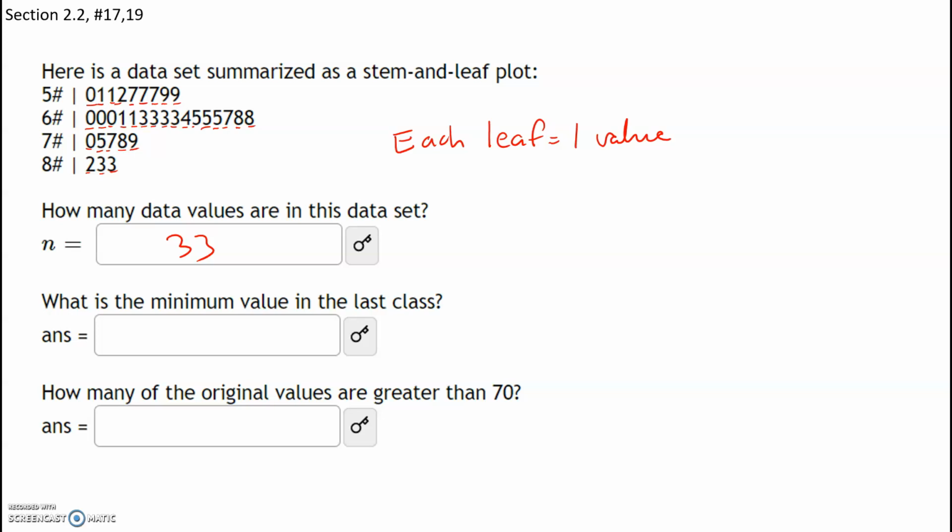The next one says, what is the minimum value in the last class? So the last class is going to be this one right here, the one starting with 8. And the minimum value is going to be 8 and a 2, which will be 82.